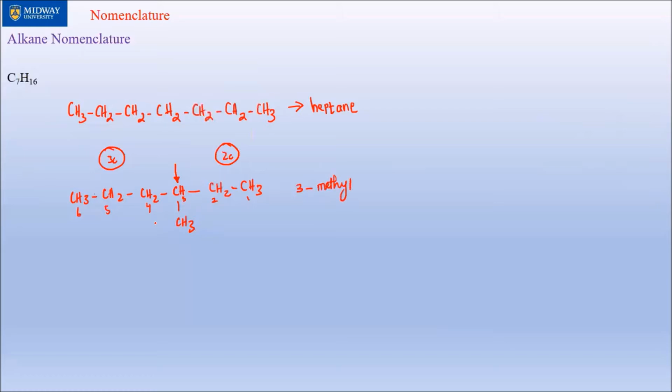And how many carbons are in the longest chain possible? There's 6. So that is 3 methyl. 6 long chain continuous carbon is hexane. So 3 methyl hexane. That's how you write the naming.